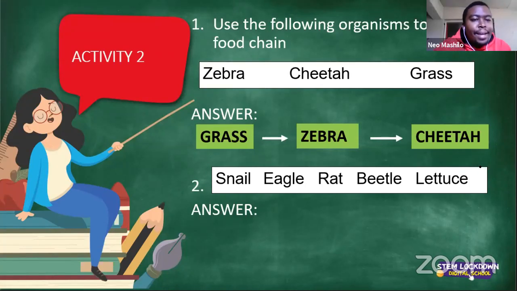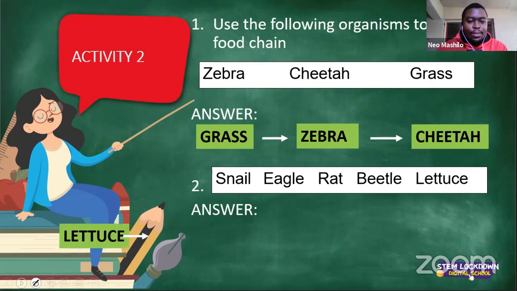Okay, Mtunzi has something there. Mtunzi says lettuce, rat, beetle, eagle, snail. No. Lutando: lettuce, snail, beetle, rat, eagle. Nokolo: lettuce, snail, beetle, rat, eagle. Yes, that is the correct order.